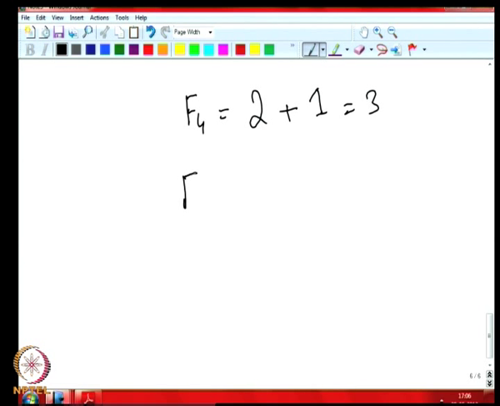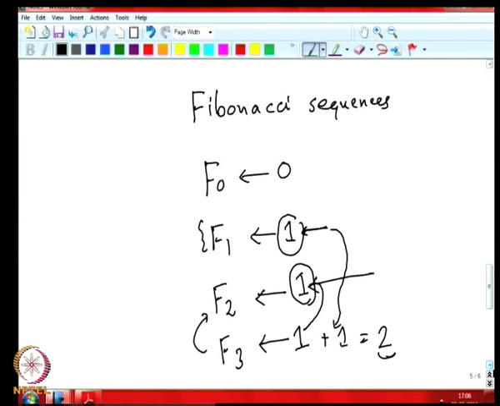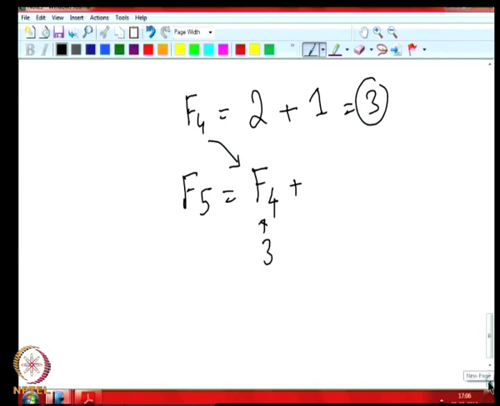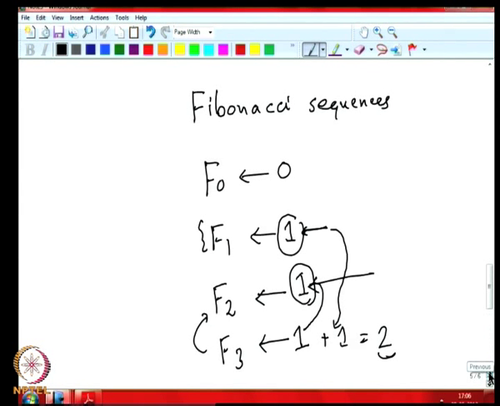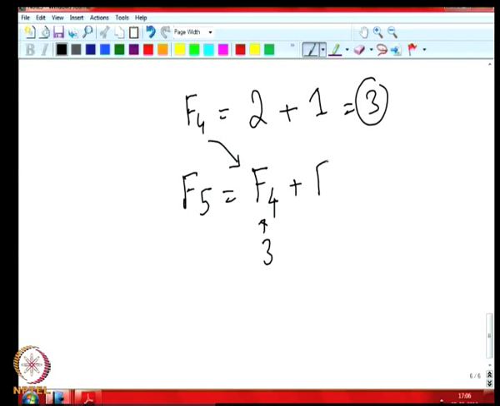Now in the 5th month, the total number of rabbits will be the 4th month's number, which is 3, those rabbits are still there, but new rabbits will come which are produced by the pairs which were available 2 months ago, not in the 5th month. Two months ago means f3, that is 2. So 3 plus 2 is 5.